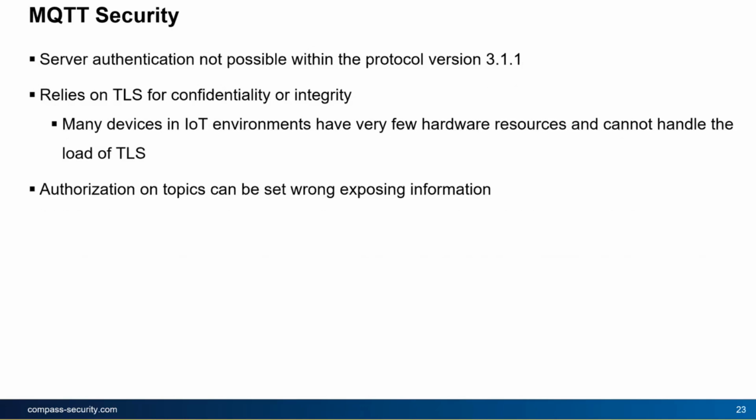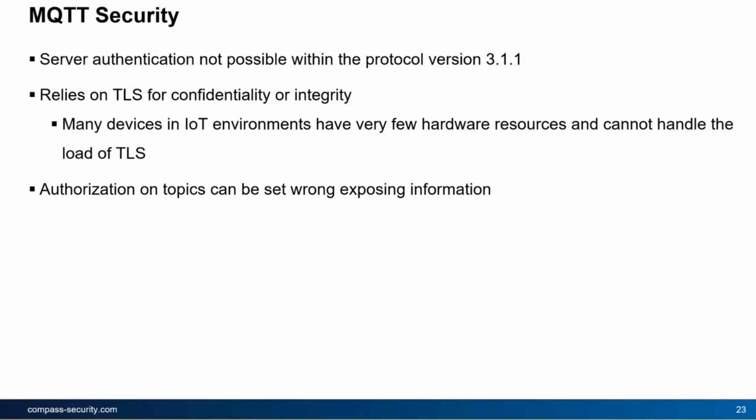In version 3.1.1, it's not possible to authenticate the server itself, meaning if you don't have mutual TLS enabled, you won't be able to do this on the protocol level. So the confidentiality and integrity all rely on TLS itself. I guess this is not that bad. The only issue that might arise here is that many IoT devices do not have a lot of hardware resources, and this can result in the device not being capable of running TLS. So this is something to keep in mind.